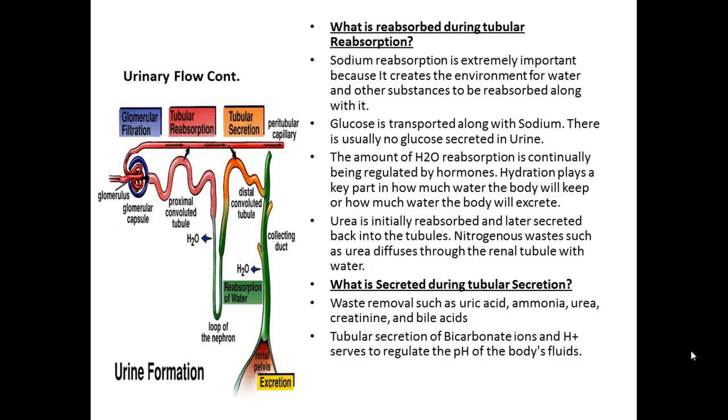What is secreted during tubular secretion? Waste removal such as uric acid, ammonia, urea, creatinine, and bile acids. Tubular secretion of bicarbonate ions and hydrogen serves to regulate the pH of the body's fluids.